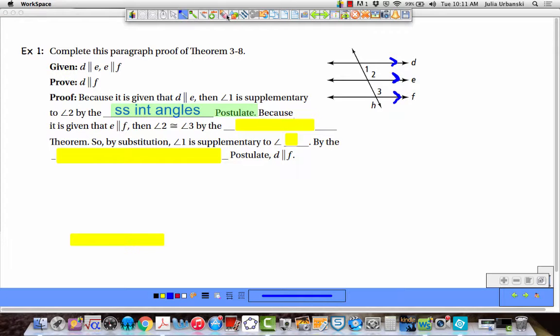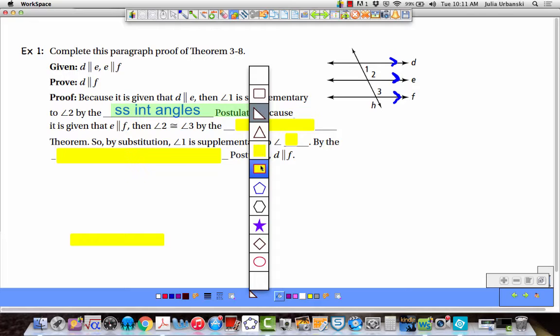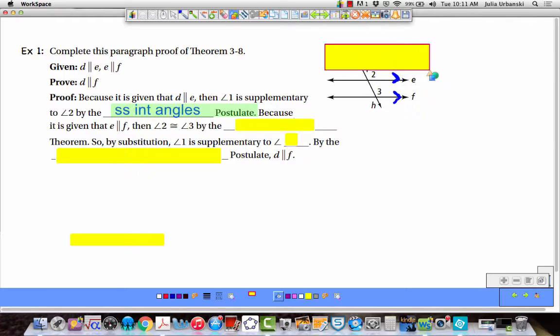Look at, let me block this off. Look at just the E and the F. Ignore the top one for a second. Look at just the E and the F. Which two angles are equal to each other? 2 and 3. By what reason?